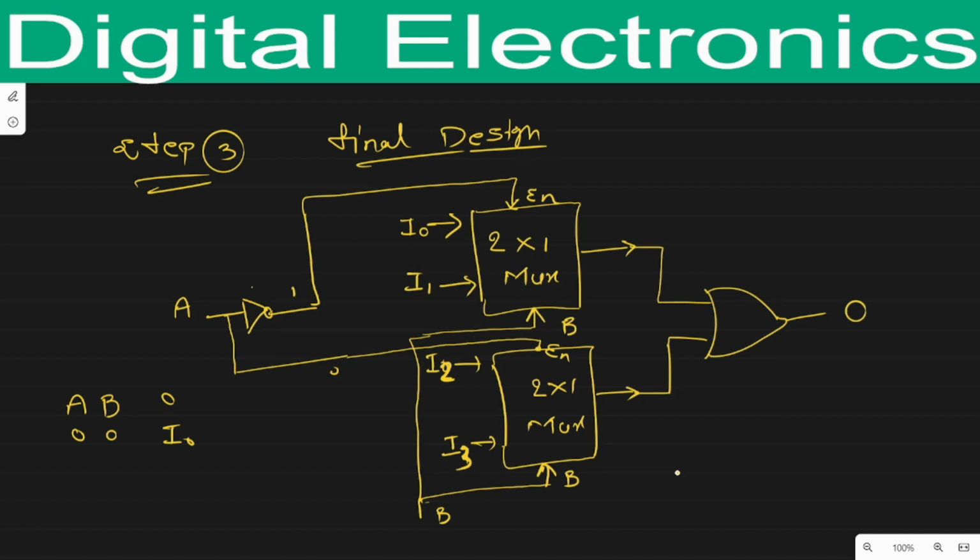Okay, now B equals 0. When B equals 0, the input on the 0th pin, that is I0, will be transmitted here. So here we will get I0, and because the lower one is not activated, here we will get input as 0. So what will we get at the output of this OR gate? We will get I0 plus 0. It means that we will get output as I0.